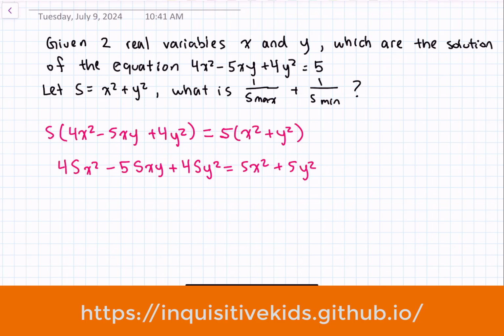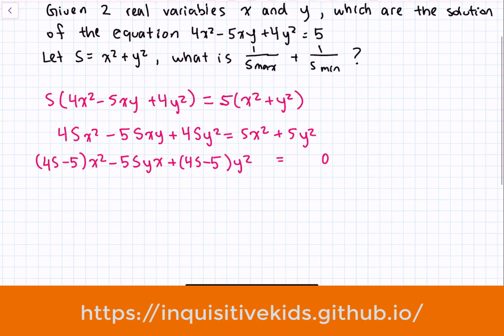And now, in order to get a quadratic equation in the form that we're really familiar with, we want to get the right side to be 0. So we're going to subtract the entire right side away on both sides. Then we get 4s minus 5 x squared minus 5s yx plus 4s minus 5 y squared is equal to 0.